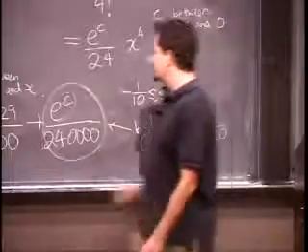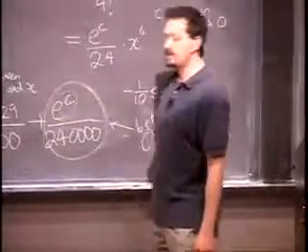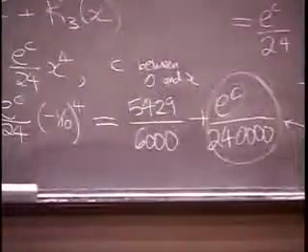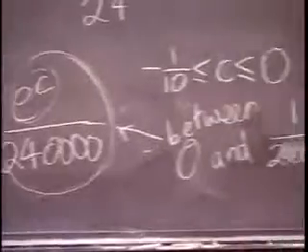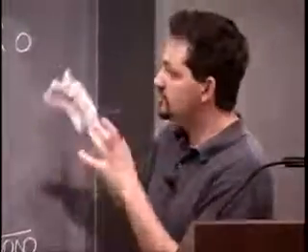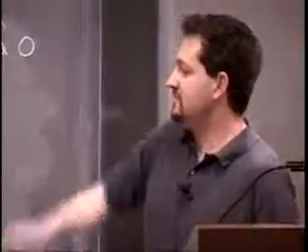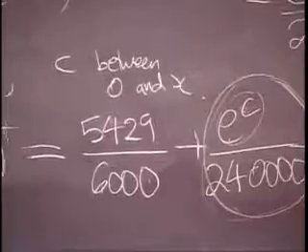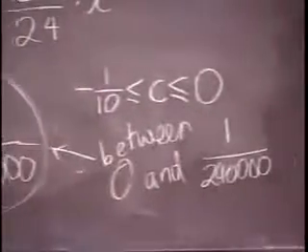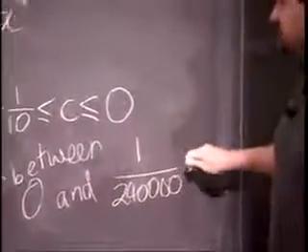So what's the moral of the story? The moral is, this is a very good approximation to e to the minus a tenth. In fact, the most wrong it could be is 1 over 240,000. So we are confident, without any calculator or anything like that, just from this theorem, that our approximation is good up until about 1 over 240,000. Could be better, but it couldn't be any worse than that.